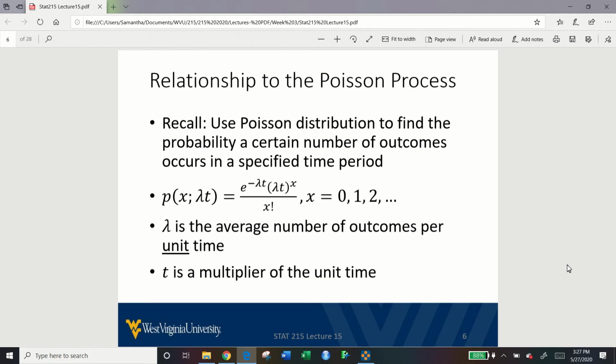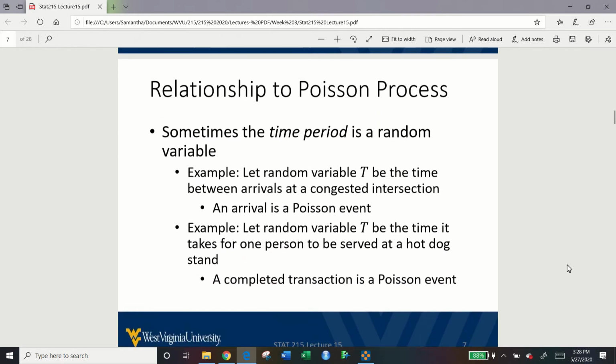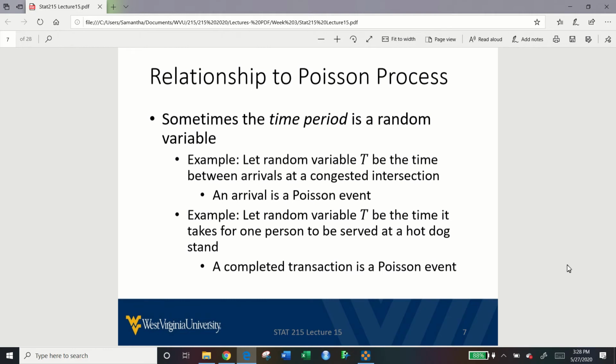We can recall that our PDF for the Poisson distribution was e^(-λt) multiplied by (λt)^x over x factorial, where x was equal to 0, 1, 2, and so on. We may also recall that λ is the average number of outcomes per unit of time, and t was the multiplier of the unit of time. But sometimes our time period is a random variable.